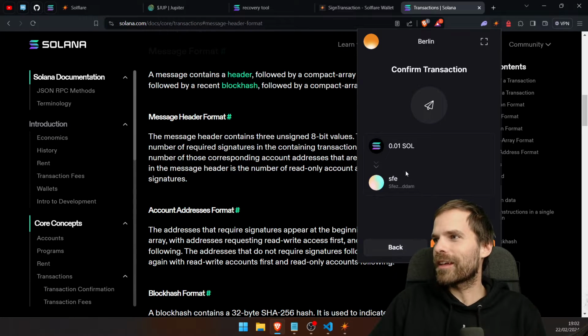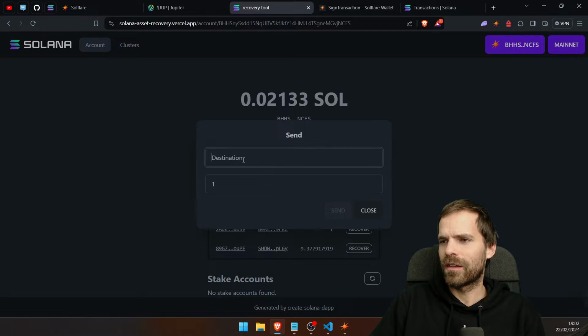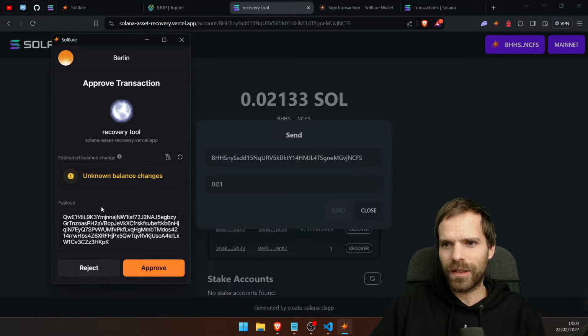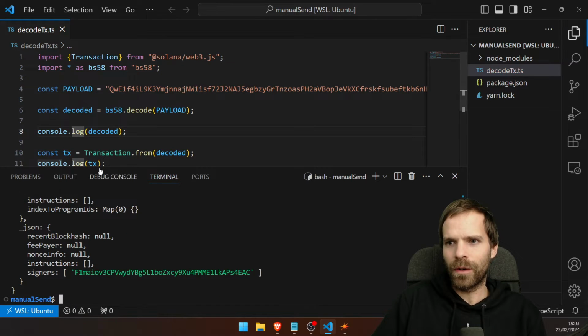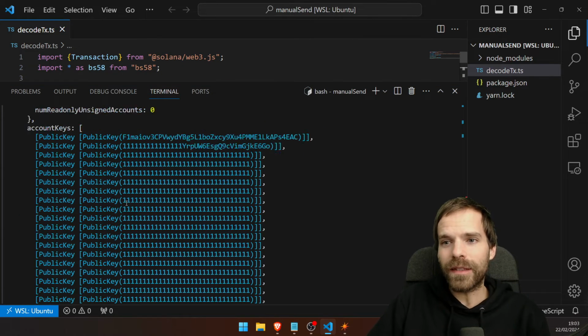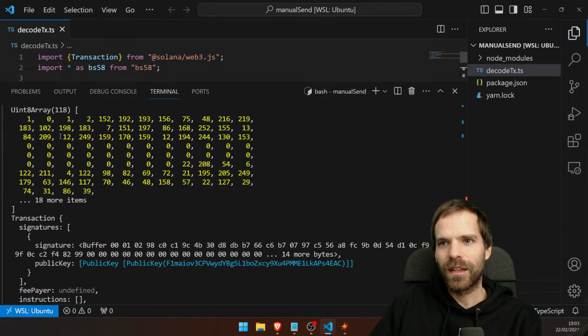Here I don't get the transaction simulation though. Okay, recovery tool. You have simple things like send. Unknown balance changes, but the transaction is definitely smaller. Let's start with something simple, see if we can decode that. So my payload is now this. Can you decode that? Oh yeah, look, that looks better. That's the payload.